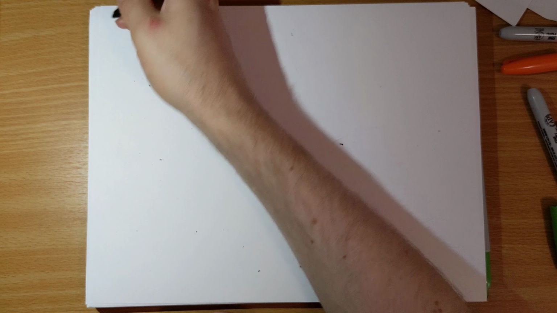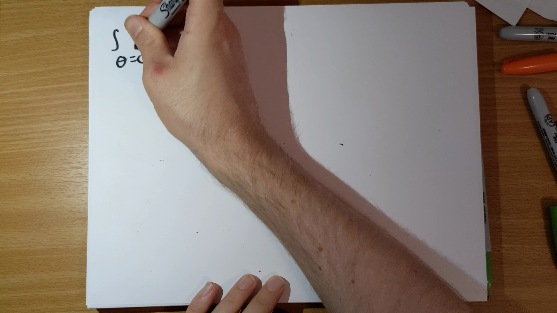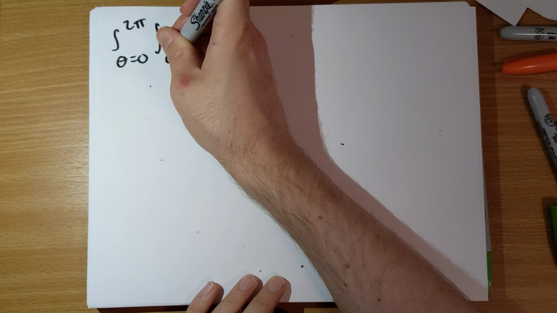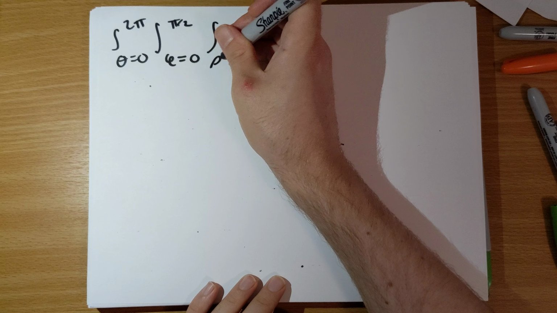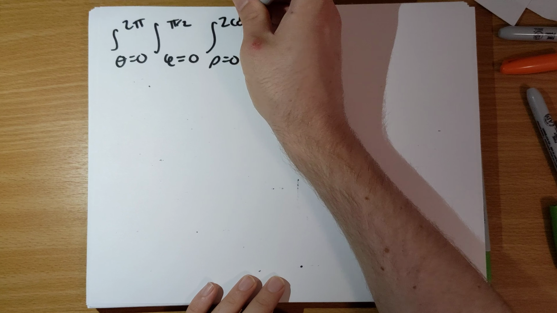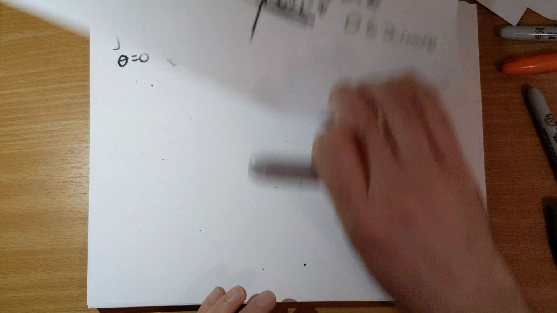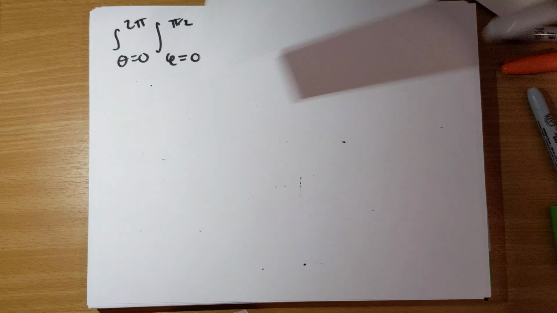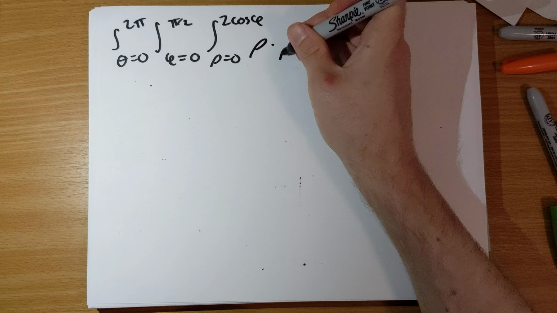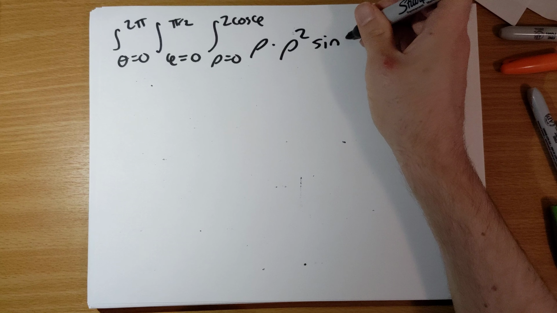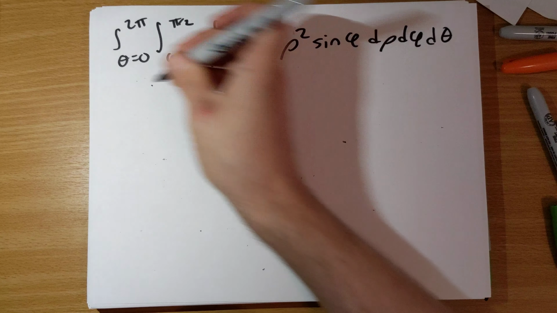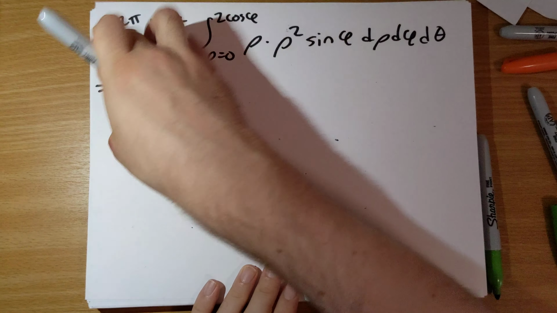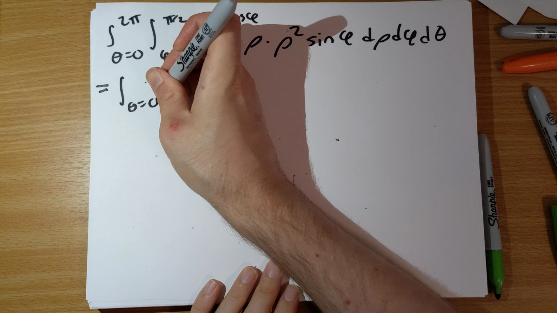Okay, so we are ready to write down our triple integral. Theta runs from 0 to 2 pi. Phi runs from 0 to pi over 2. Rho runs from 0 to 2 cosine phi. Our integrand is rho times our standard rho squared sine phi d rho d phi d theta. The theta stuff can get factored out here.